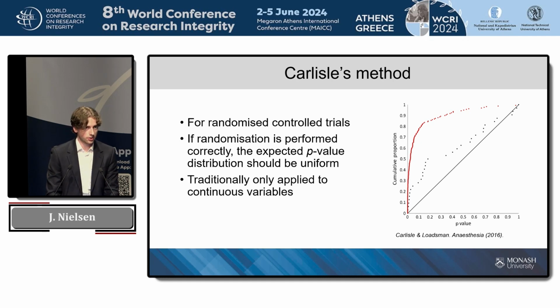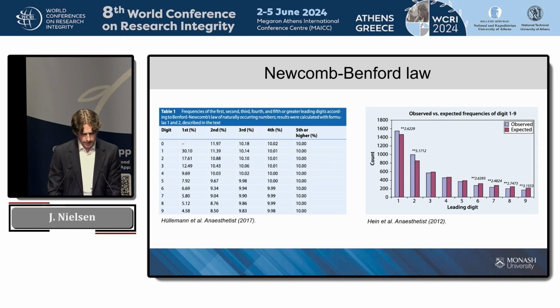Traditionally, this method only applies to continuous variables. More complicated techniques are now available to do categorical variables. Another statistical approach which hasn't, to my knowledge, been used, but we're interested in using it and do use it occasionally, is the Newcomb-Benford law, which basically states that the expected distribution for variables changes based on the position within a number.